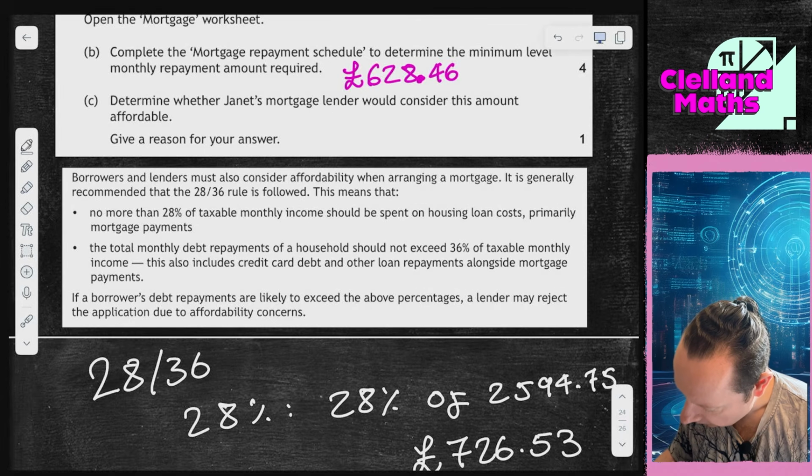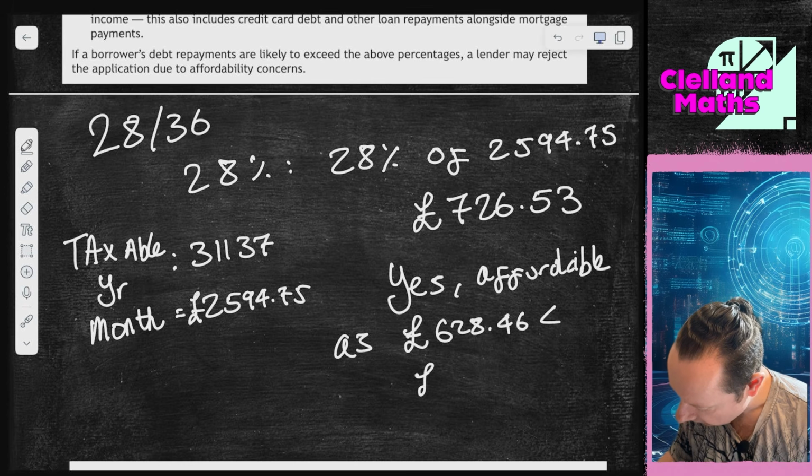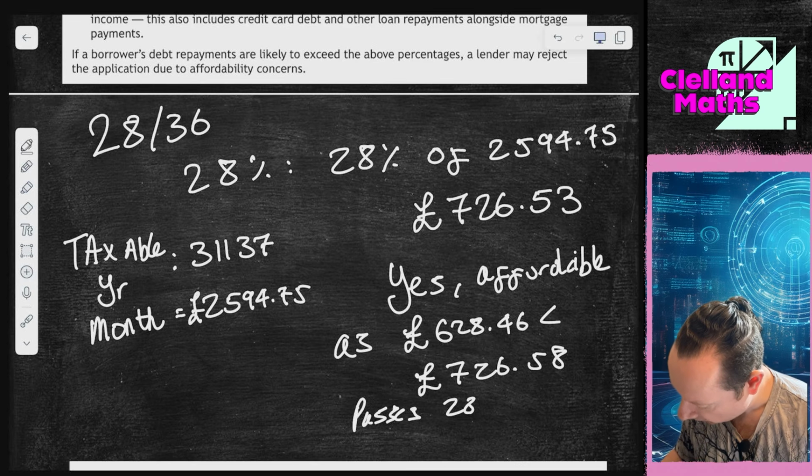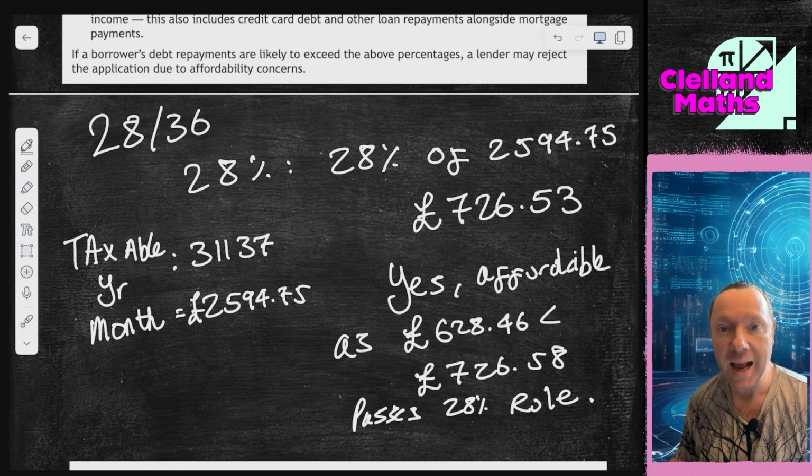As 628.46 is less than 726.53, so it passes the 28% rule. Although we don't know about the 36% part, we'll probably take into account all the other stuff as well, but for this particular question, that is it.